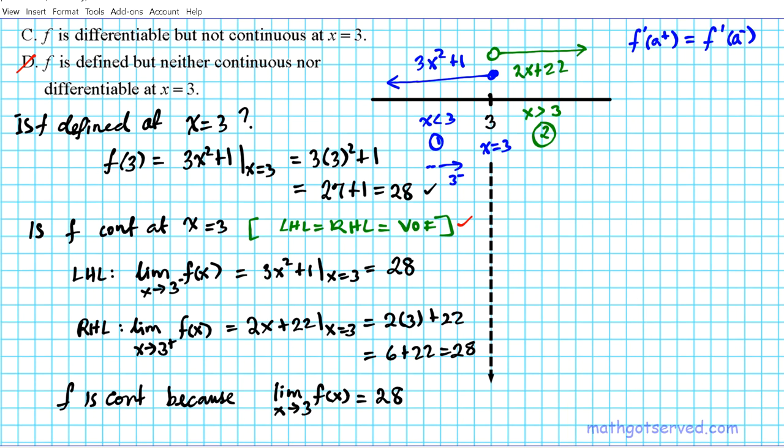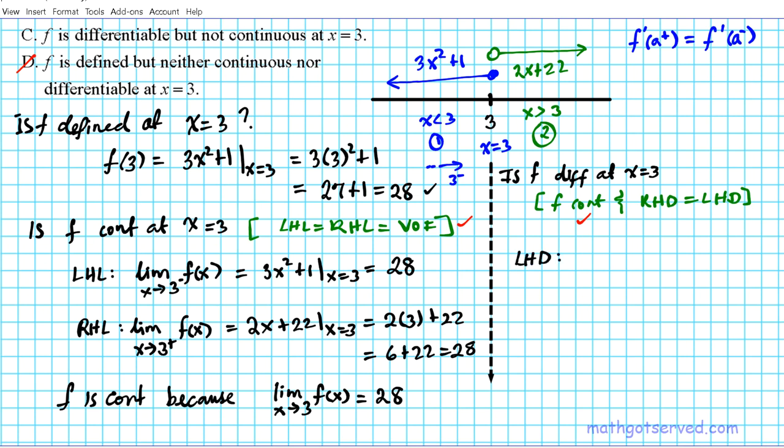All right, so part 3 is: is f differentiable at x equals 3. So the question we're asking here is: is f continuous, and is the right hand derivative equal to the left hand derivative? Ladies and gentlemen, we have already established continuity over here. Okay, so we're just going to focus on the left and right hand derivatives. So let's start with the left hand derivative.